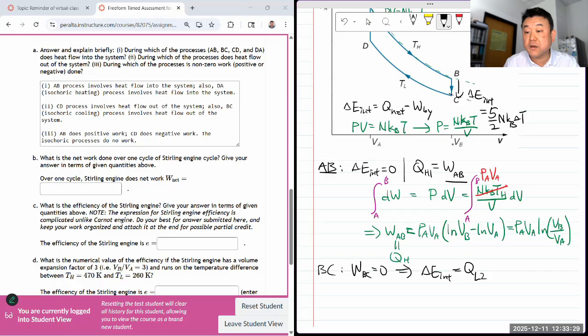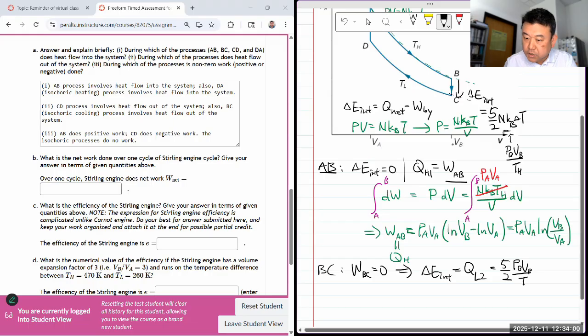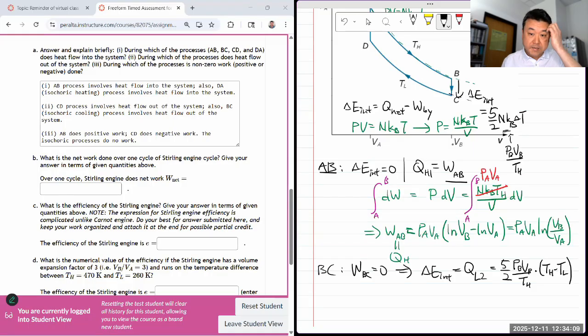And I'm going to again rewrite NKB as pressure at B times volume at B, divided by temperature at B, which is TH. So with that, this quantity should be 5 halves NKB, which is PB VB over TH, times the change of temperature. So that's TH minus TL. Okay, that's B to C done.